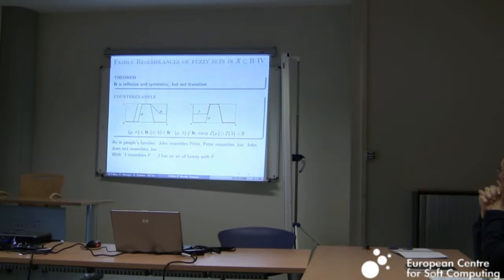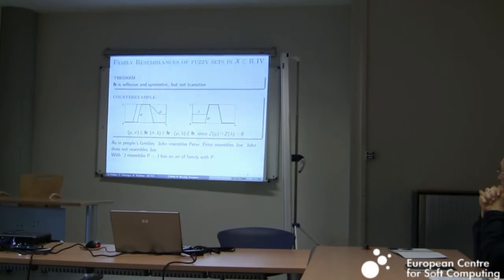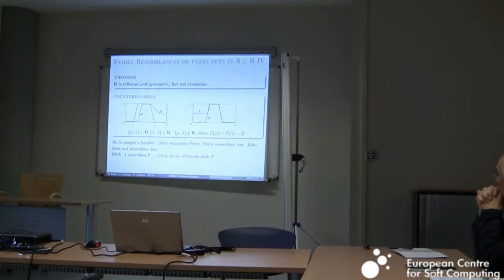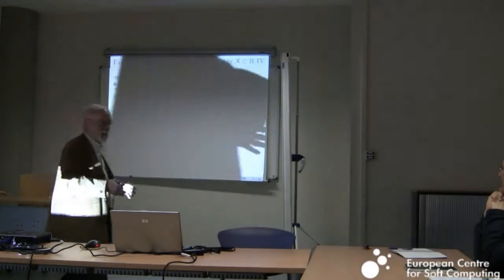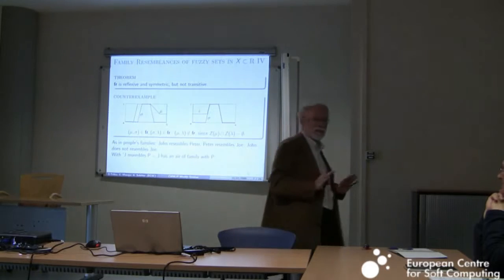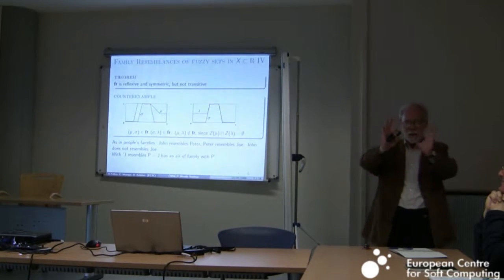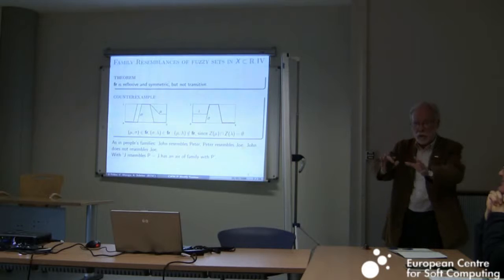This is not strange. It happens in families, people's families. John resembles Peter, Peter resembles Joe, but John does not resemble Joe. There is no transitivity. Remember that this idea, John resembles Peter, is that John has an air of family to Peter. I don't know if air of family is a standard phrase in English, but I think you can understand the idea. They have an air of family. They have a resemblance in the family.